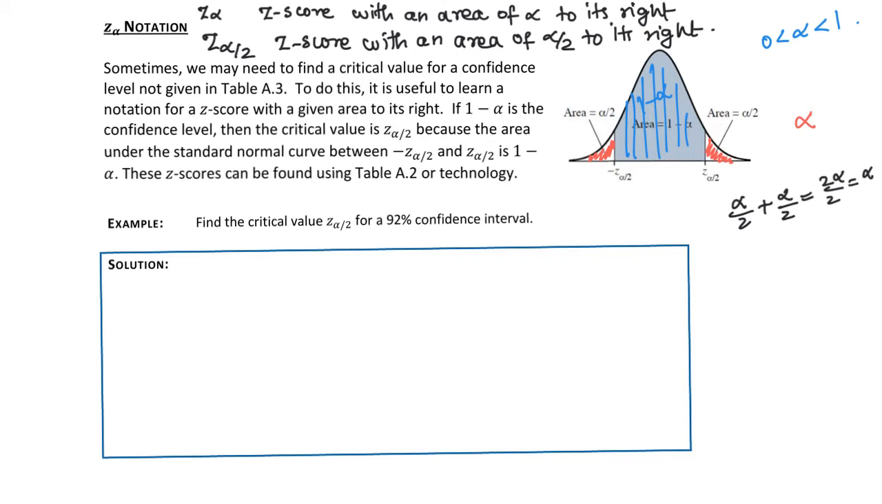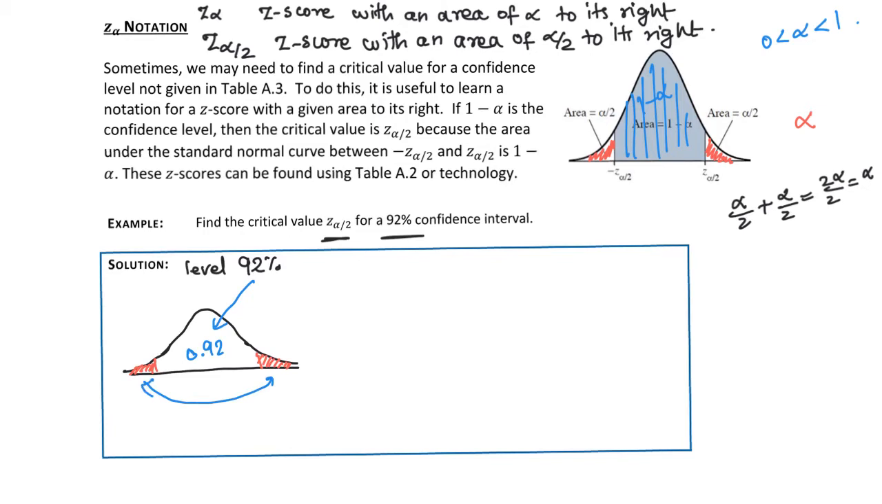Now let's look at an example. Find the critical value z alpha over 2 for a 92% confidence interval. So the level is 92%. First we will draw a normal curve, then it will be easier to understand. This area is 92%, so that is 0.92. The sum of these two will be 1 minus 0.92, which is equal to 0.08, and that is the sum of these two. So each one will be half of that, so divide by 2, that is 0.04. So this is actually alpha divided by 2.